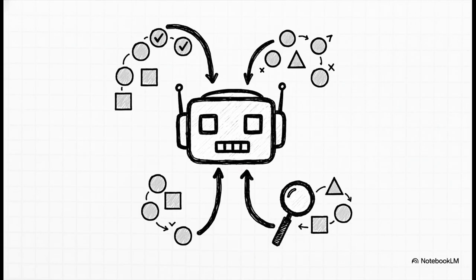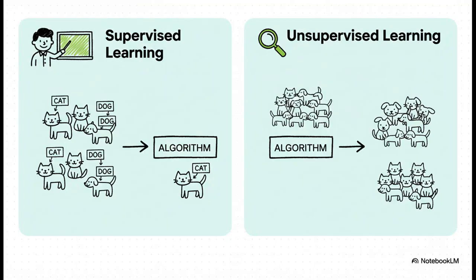Yeah, exactly. Just like us in school, machines have different ways they can learn. And it all comes down to the kind of study materials we decide to give them. And there are really two main approaches. Okay, so on one hand, you've got supervised learning. This is basically like learning with a cheat sheet. We give the machine a ton of data where every single thing is already labeled.